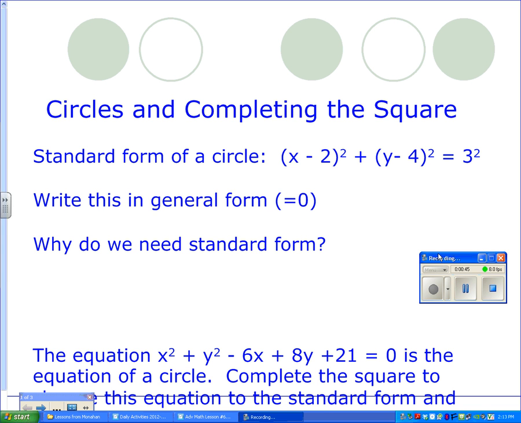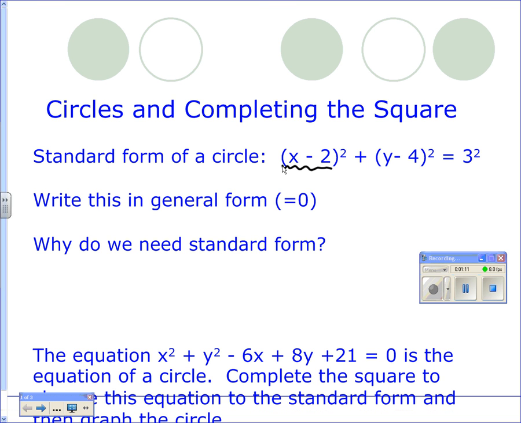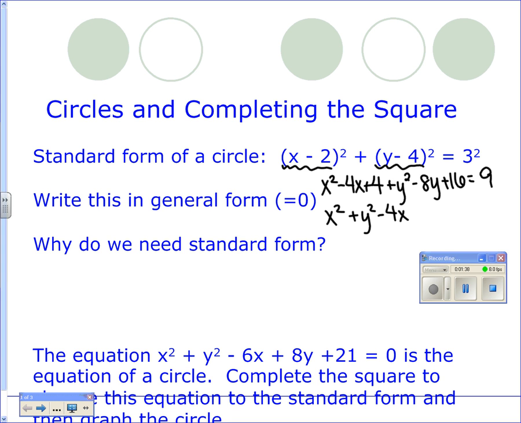So what we want to do is write it in general form. We're going to make it equal to 0. So you have to actually distribute this. How would you distribute this one? And then it would equal 9, right? And then all you have to do is set it equal to 0 and combine any like terms. So x² + y² - 4x - 8y, 4 plus 16 is 20, but then we're going to subtract 9, so plus 11 equals 0.